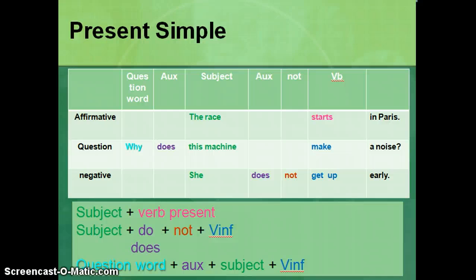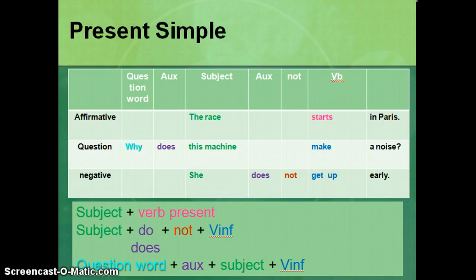So how do we form the present simple? Very simple. In the affirmative sense, we have the subject and the verb in the present. Depending on the subject is how you're going to form the verb. So for example, if the subject is he, she, or it, you are going to have to include the third person s in the verb. For example, in the case that we've got here, the race, it's an it, so starts, not start.